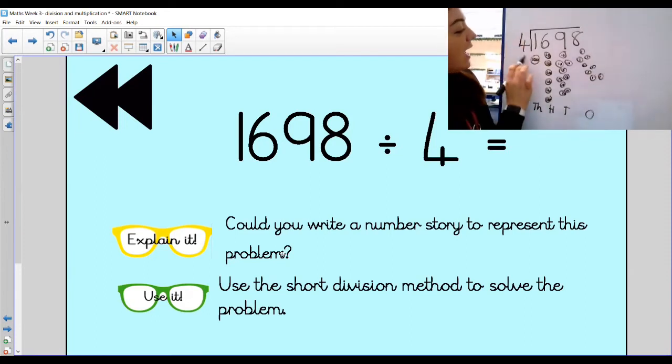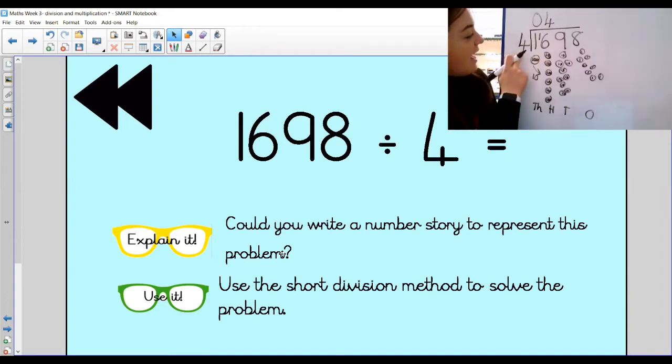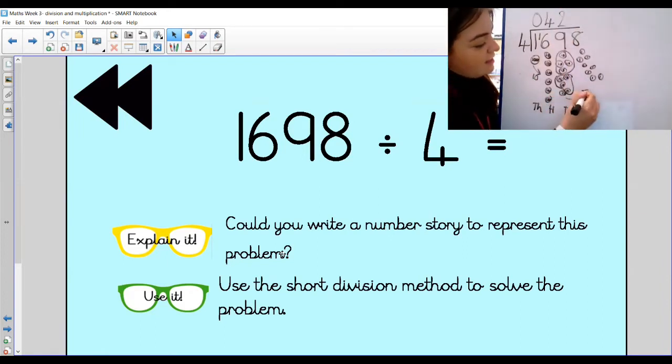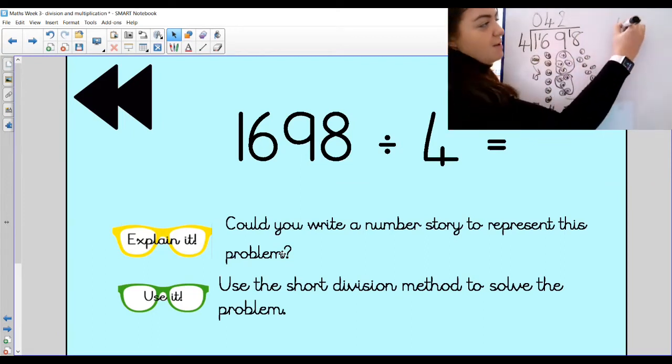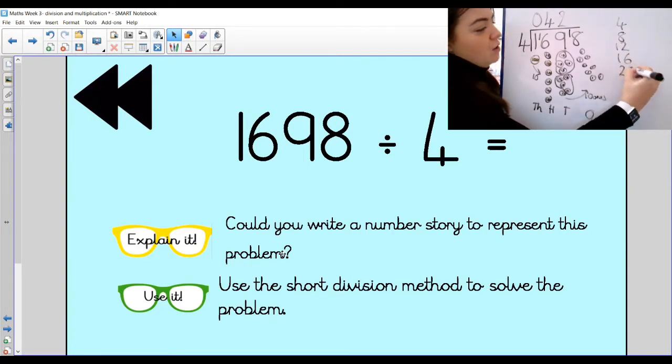Okay, so 4s. How many groups of 4 can I make of these thousands? None, there's not enough, so I'm going to rename that into 10 100s. So now I'm going to have 16 hundreds. I know my times tables for my 4 straight away. I can do 4 groups there. How many groups of 4? I'm going to use my symbols down here to help me. I can make 2 groups and I've got 1 left over, so that 10 is going to rename into 10 ones. 10 more ones plus the 8 ones. I've now got 18 ones, and I'm going to use my 4 times table. 4, 8, 12, 16, 20.